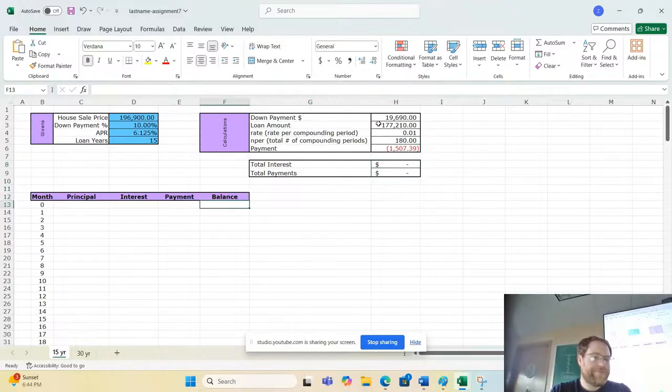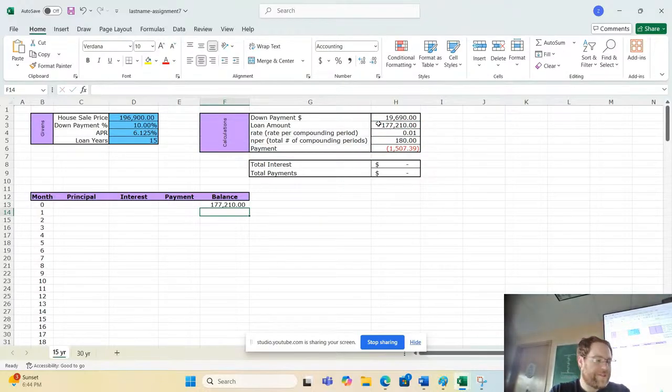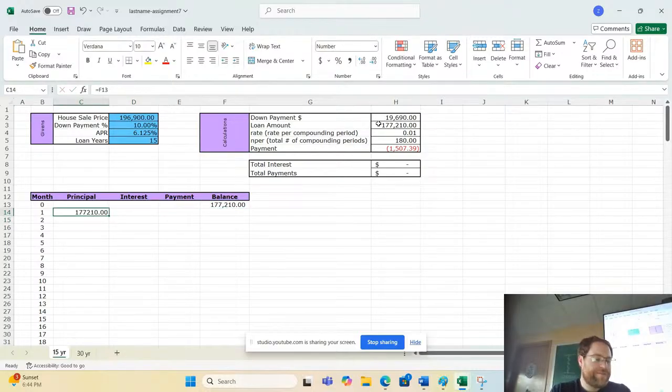From there, in cell F13, we need to enter the loan amount. So the loan amount will be equals H3. Then we're going to go to cell C14 for the first month. That is going to be our starting principal. So equals F13.